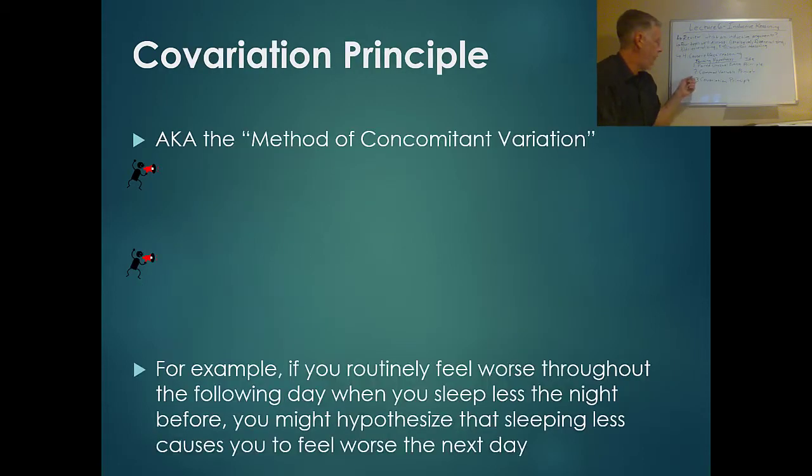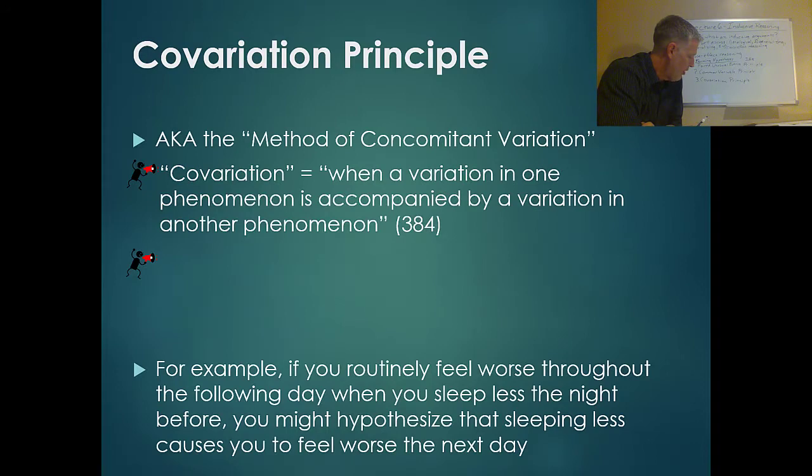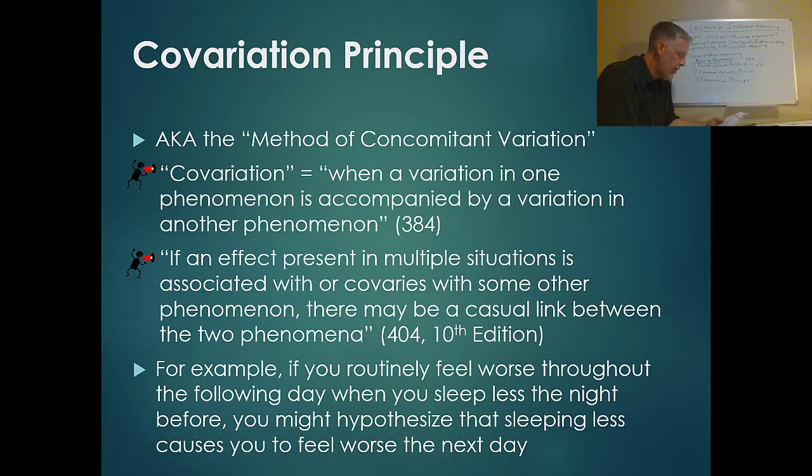And then turning for our third method to the covariation principle, on slide 22, this is what Mill called the method of concomitant variation. What is covariation? As they define it on page 384 of our text, quote, when a variation in one phenomenon is accompanied by a variation in another phenomenon. So the idea, this is from page 404 of the 10th edition, quote, if an effect present in multiple situations is associated with or co-varies with some other phenomenon, then there may be a causal link between the two phenomena.